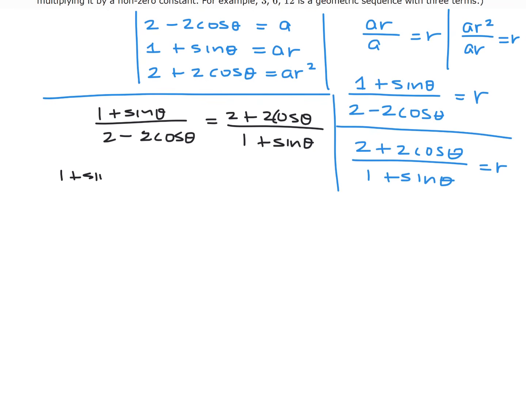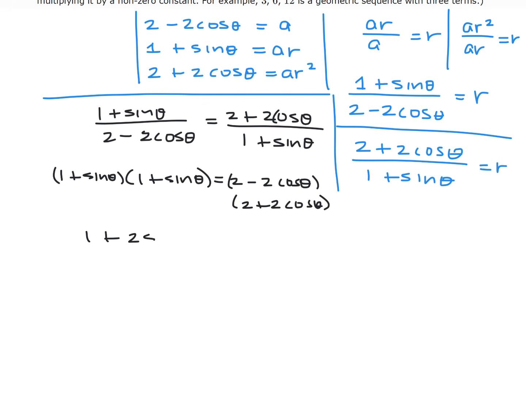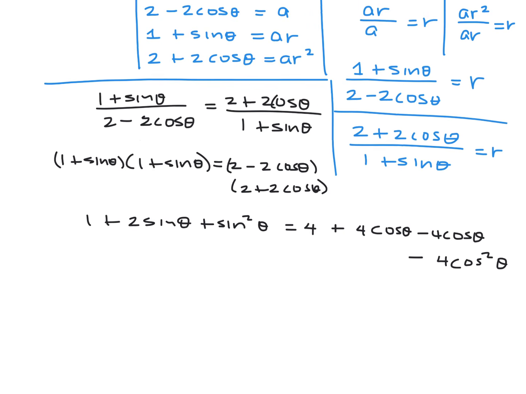So 1 plus sine theta times 1 plus sine theta. And then on the other side, we'd have 2 minus 2 cos theta, and then multiplied by 2 plus 2 cos theta. Okay. So 1 plus 2 sine theta plus sine squared theta. And then on the other side, we got 4 plus 4 minus 4. So those inner ones cancel, but I'm still going to write them out just for the sake of completion. And then minus 4 cos squared theta. Okay, I think we're getting somewhere.